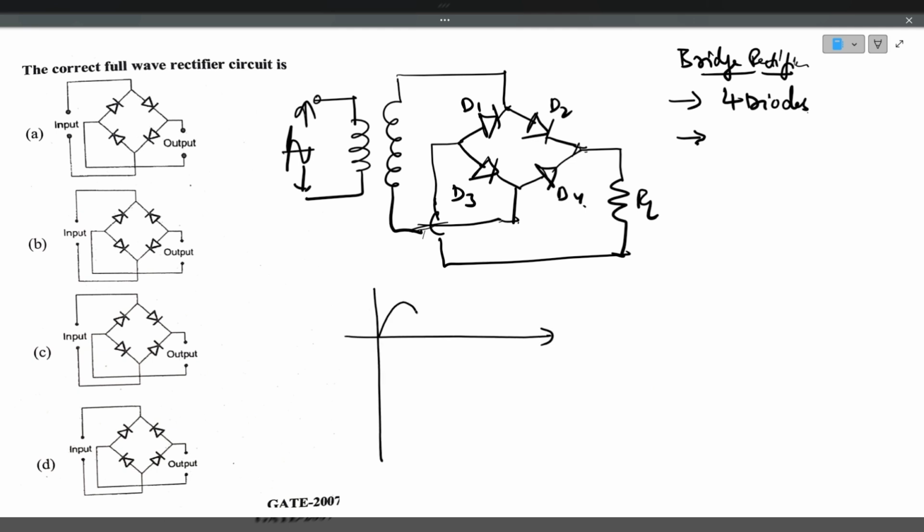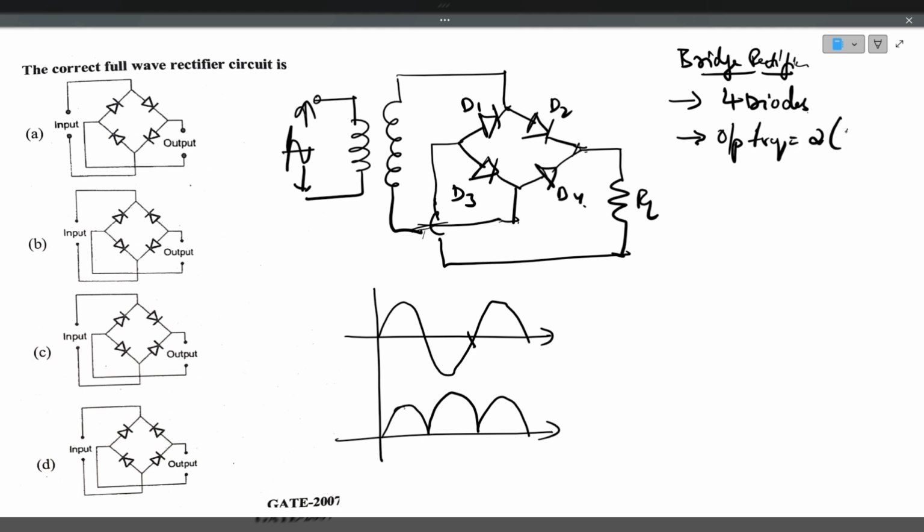The input contains positive and negative half cycles, whereas the output contains only the pulsating positive half cycles. The output frequency is 2 times that of input frequency. And the average output voltage is equal to 2 Vm by pi.